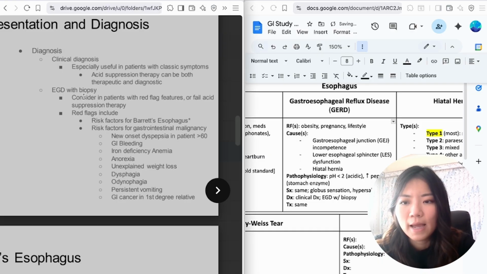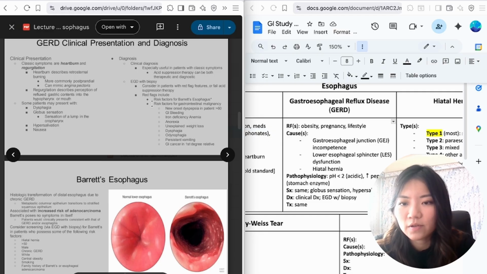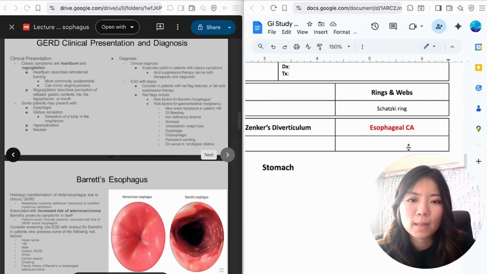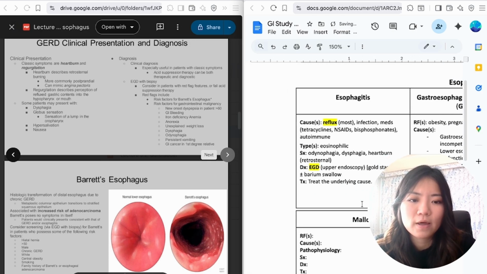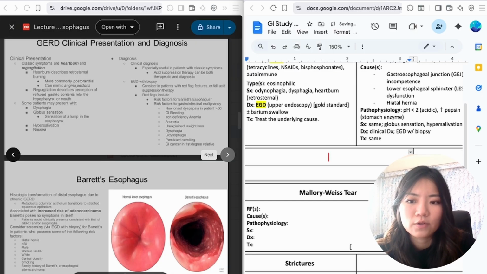There we go. And then these are red flags. Yeah, we go into it next. So I'm not gonna put it in this section because this is more for Barrett's esophagus, cancer symptoms. So I'm actually going to take that out. I'm gonna move that up here because we're getting into the cancer section.